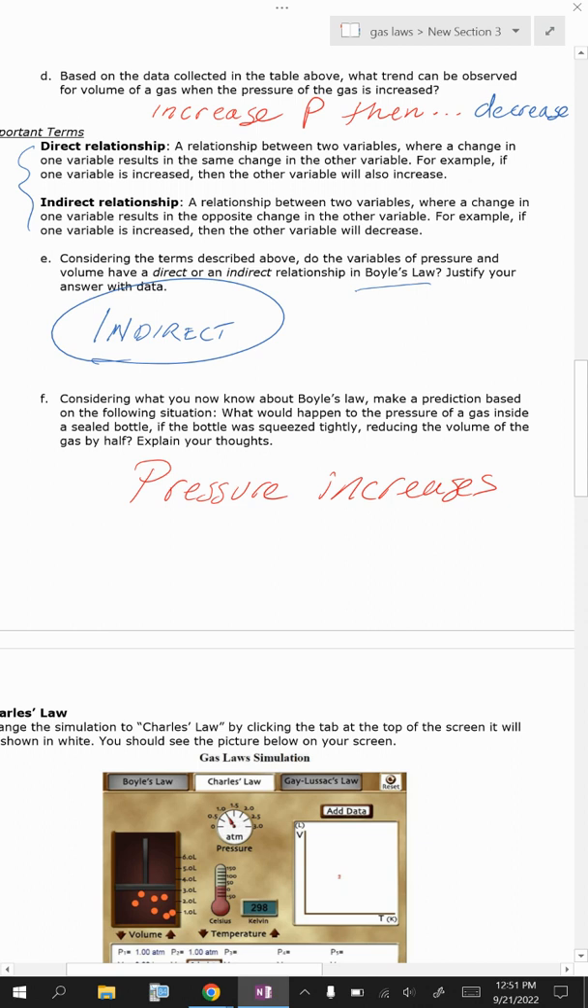In part F, when we're asked to make a prediction, if the pressure of the gas goes up because you squeezed it, you're reducing the volume. That shows an indirect relationship. So I said the pressure increases. When you squeeze the bottle, volume goes down, pressure goes up. It's an indirect relationship.